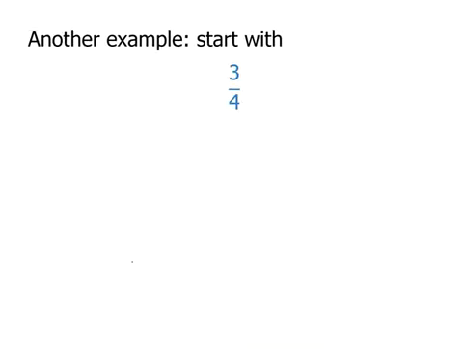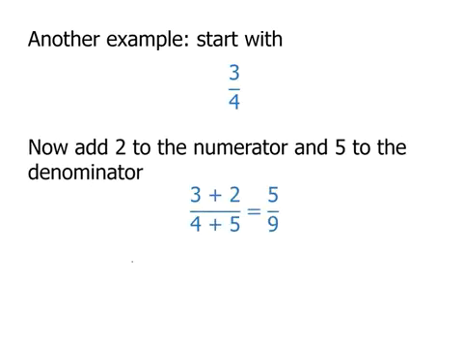Now start with 3 quarters. Well, 3 quarters is bigger than a half, and a half is bigger than 2 fifths. So this is definitely bigger than 2 fifths. Now we're going to add 2 to the numerator, 5 to the denominator. We're going to get 5 ninths.